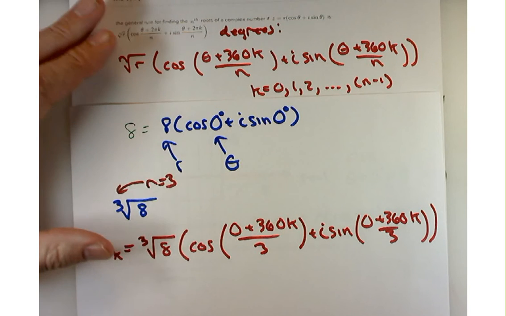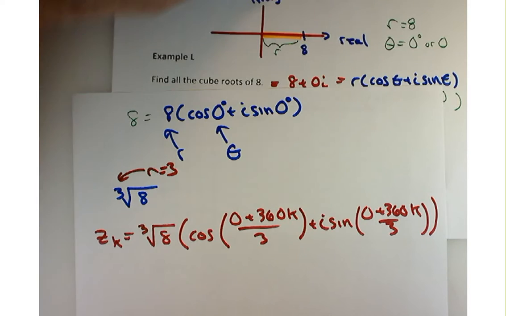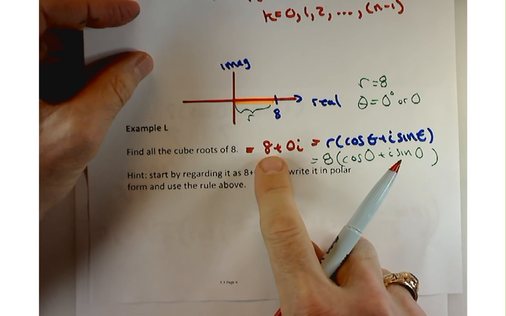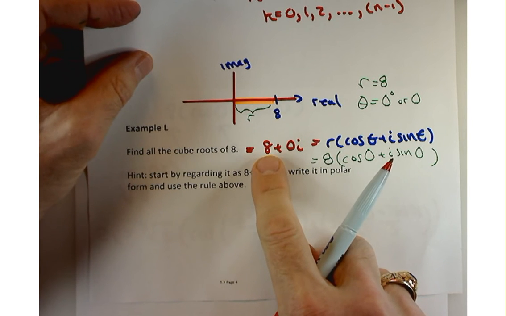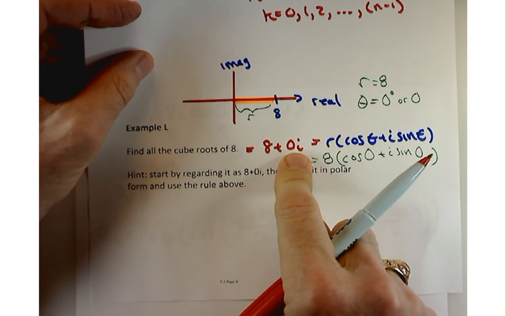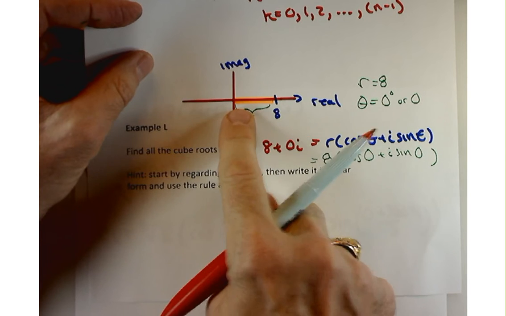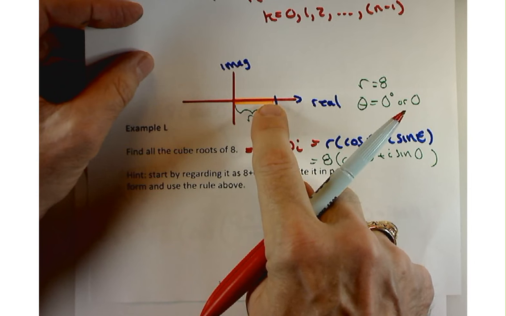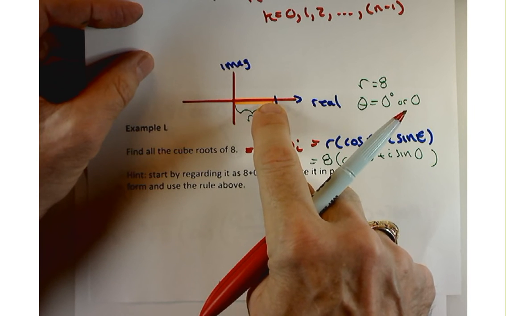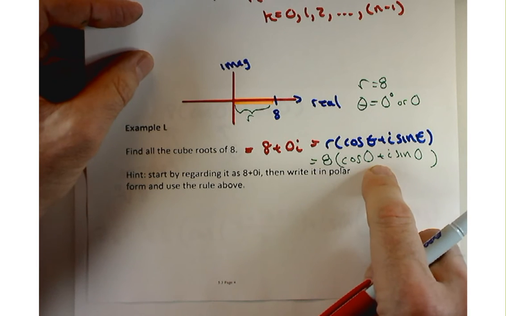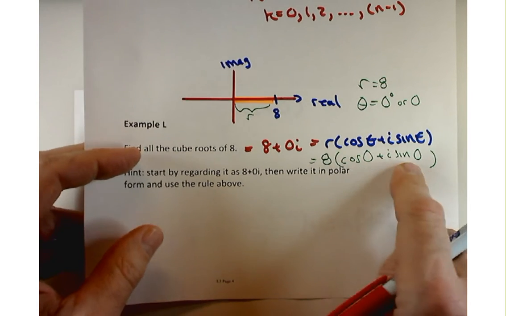Okay, so in this problem, we're asked to find the cube roots of 8. We start by putting it in polar form. To help there, you realize that this is 8 plus 0i. There's no imaginary part, so we just put in 0 imaginary part. That means the radius is 8, and the distance that this is above the real axis is 0. So putting it in polar form, you get 8 times cosine of 0 plus i times the sine of 0.